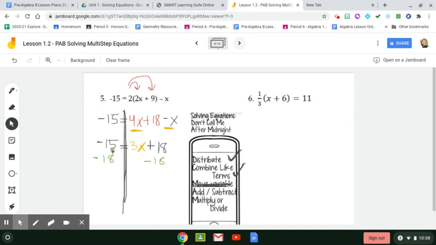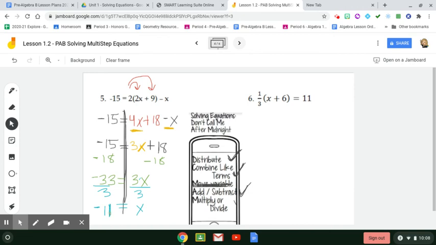All right, if I subtract 18 from both sides, I'm going to end up with negative 33 equals 3x. Okay, last step on my checklist is I have to multiply or divide something. So I'm going to get rid of that 3 that's with the x. So I'm going to divide both sides by 3, and I'm going to get x equals negative 11.